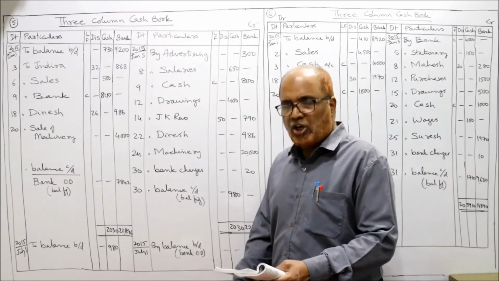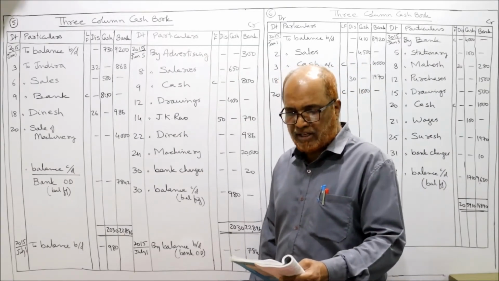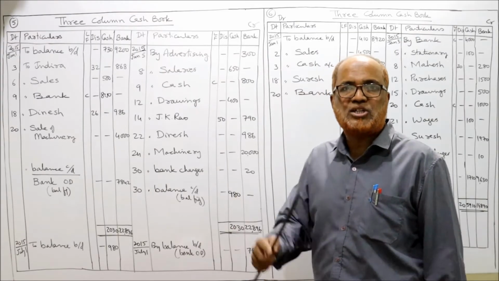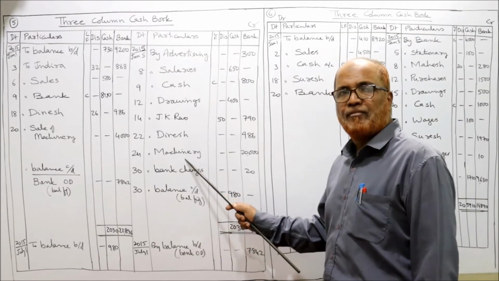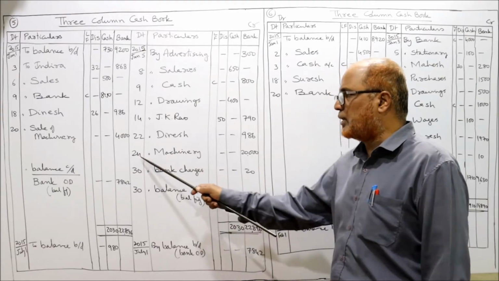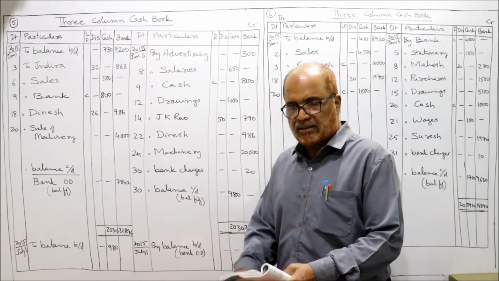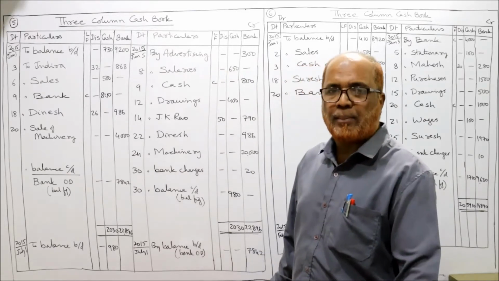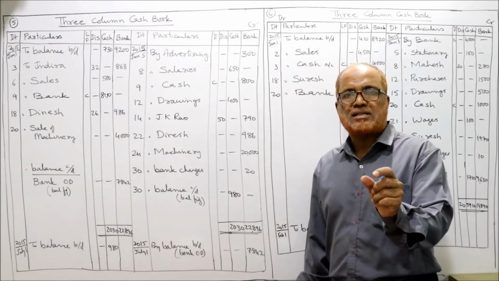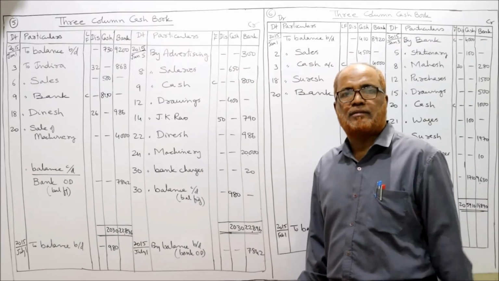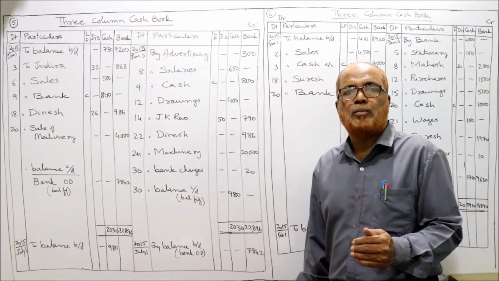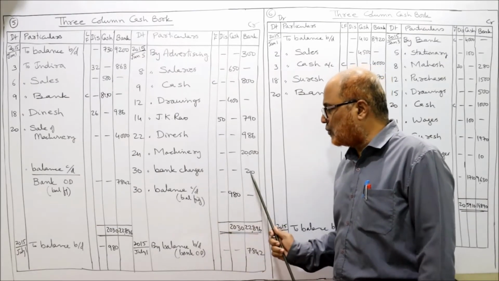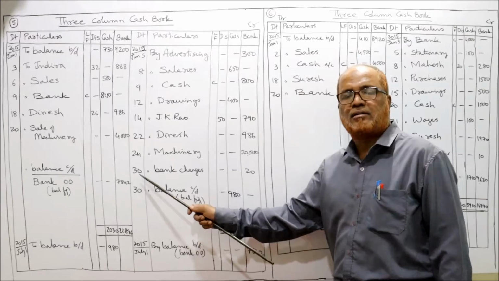Next, 24th, new machinery purchased, payment made by check, 20,000. So by machinery, bank column 20,000, 24th date. Next, 30th, last transaction, 30th June. Bank charges as per passbook, 20 rupees. The banker has taken 20 rupees from our account. So credit side, by bank charges, 20 rupees in bank column. 30th date. That's all.